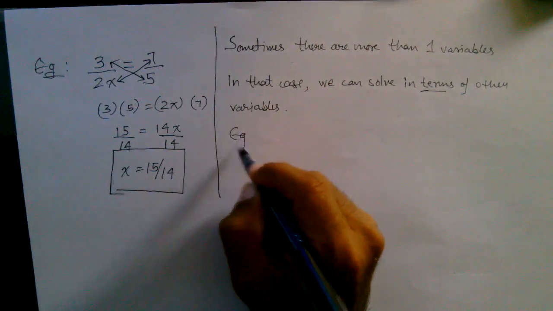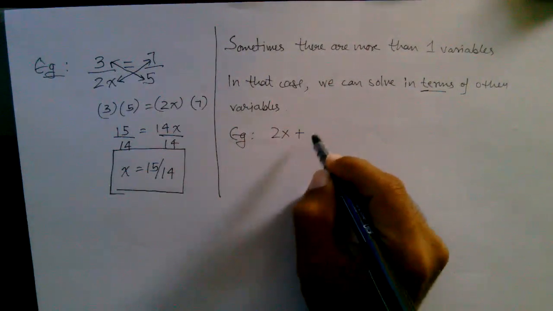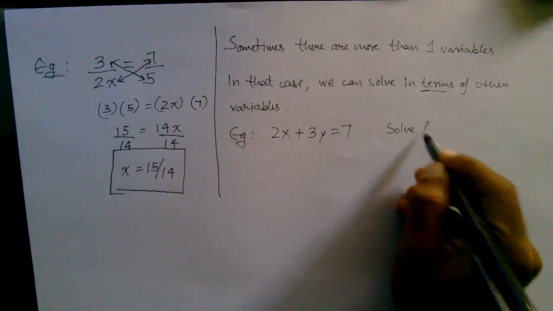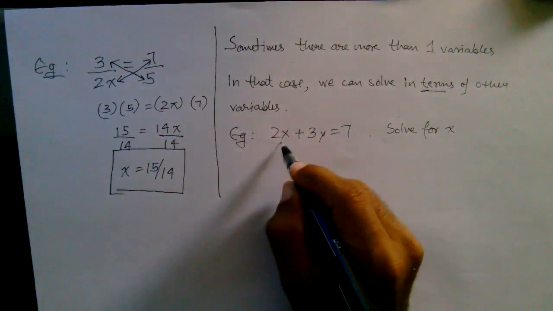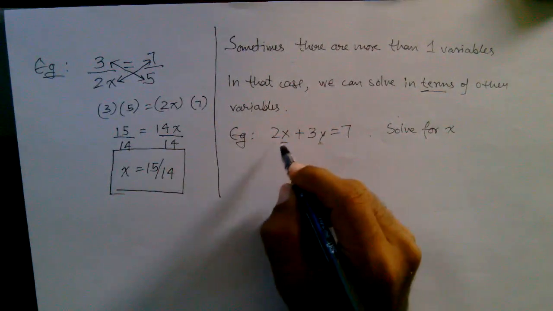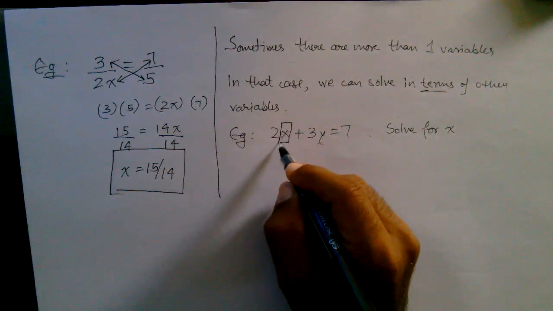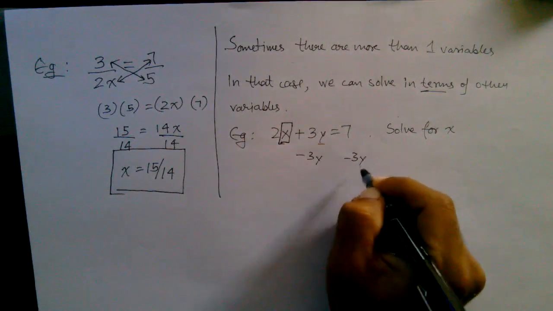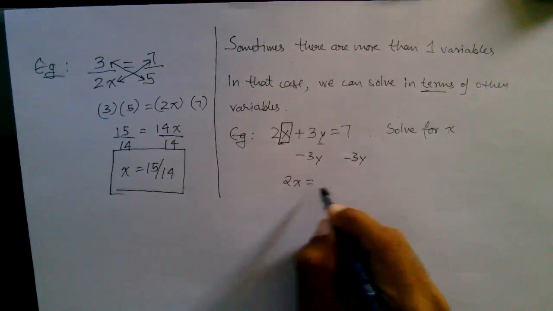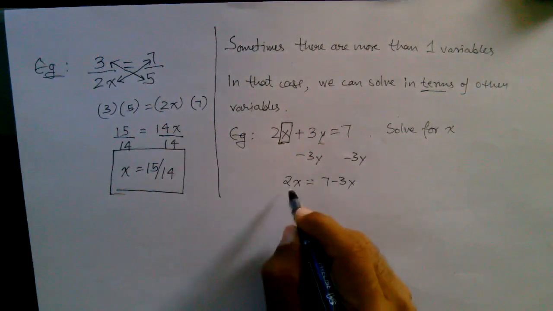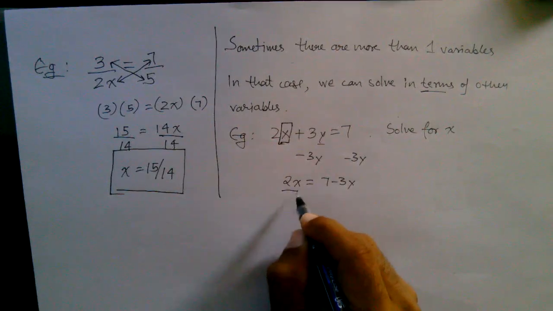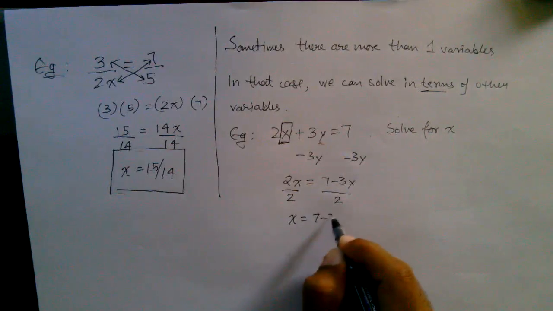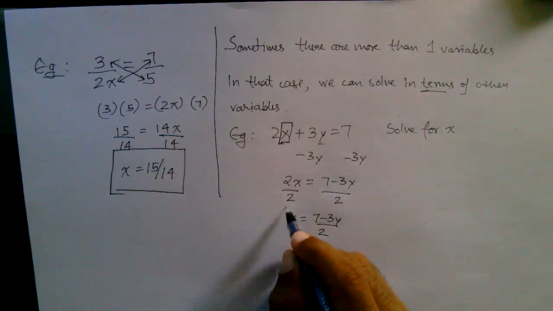For example, I could have an equation 2x plus 3y equals 7, and I'm asked to solve for x. Now in this case, since we have two variables involved, x and y, we're not going to end up with a numerical answer. But the idea remains the same. I want to isolate x, so the first step is I'm going to remove the 3y term, end up with 2x equals 7 minus 3y. Now 2 is attached to x via multiplication. To get rid of that, I'm going to divide by 2 to get x is 7 minus 3y divided by 2.